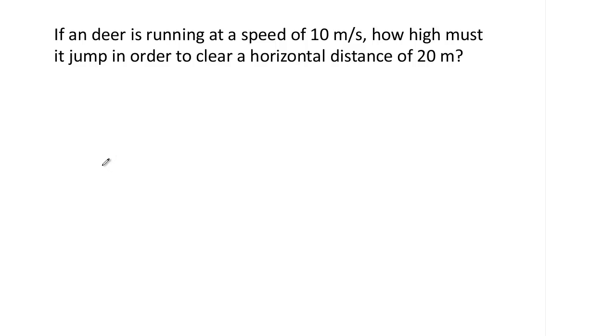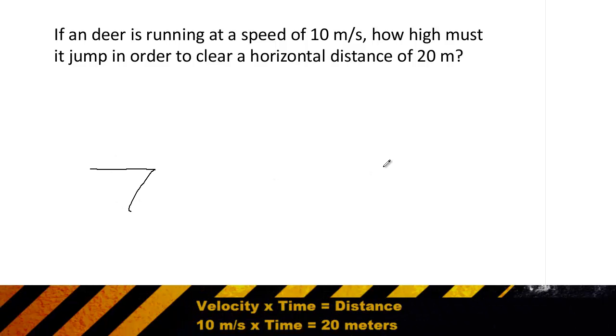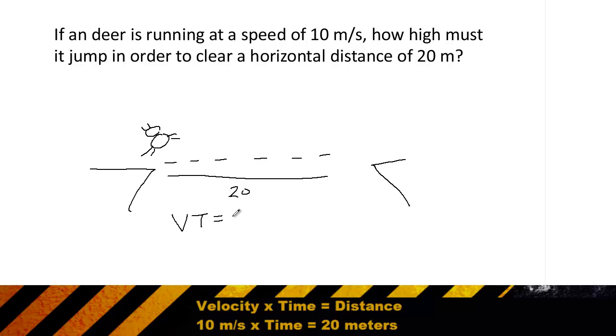So here's another great projectile motion problem. We have this deer that's going to try and cross this distance of 20 meters. We've already established that when the deer jumps, his horizontal velocity is not going to change. So if we want to figure out how long he has to stay in the air, we could simply pretend that he's going to run straight across. And then we use our equation that velocity times time is equal to our distance.